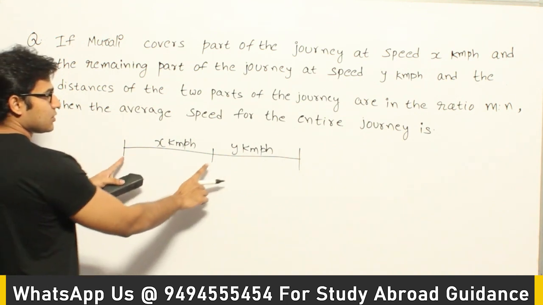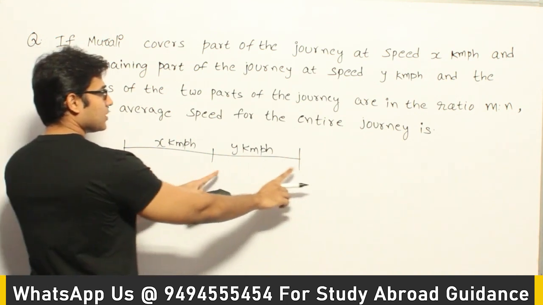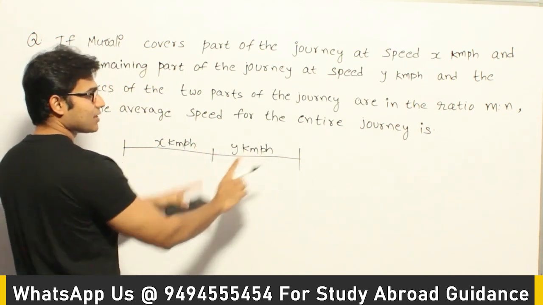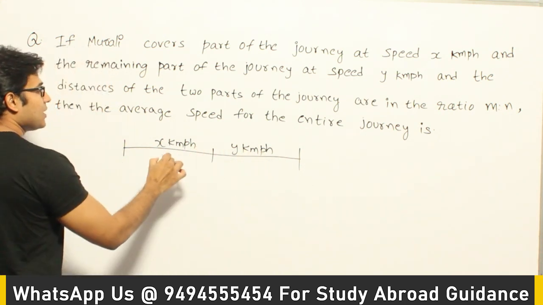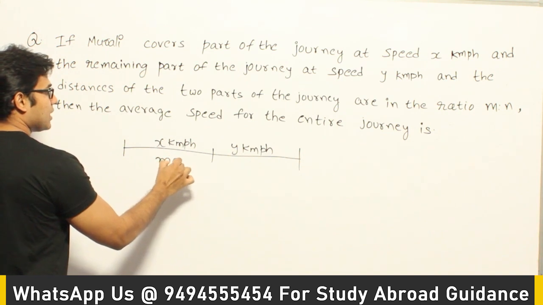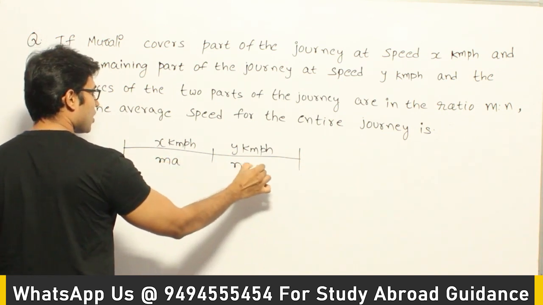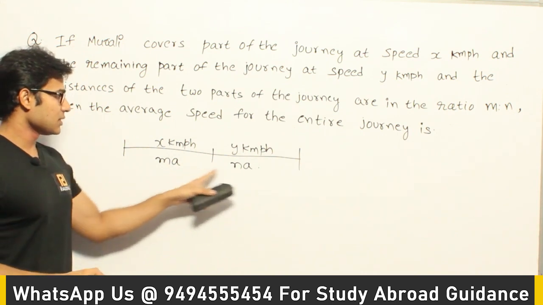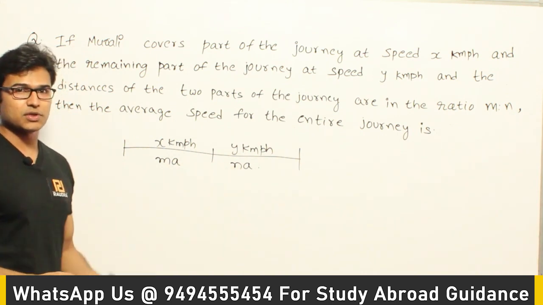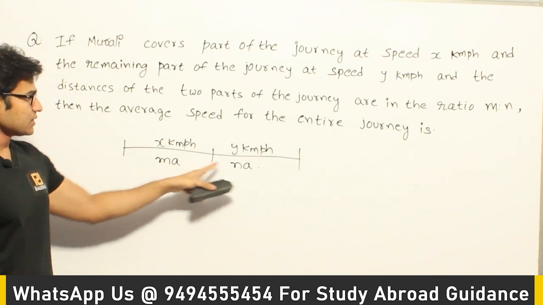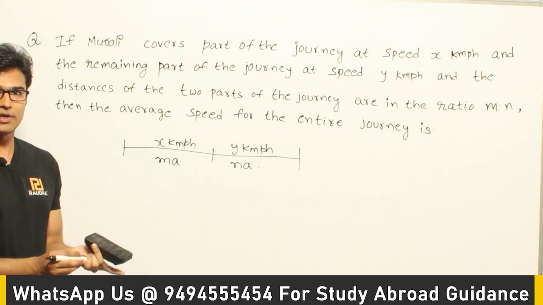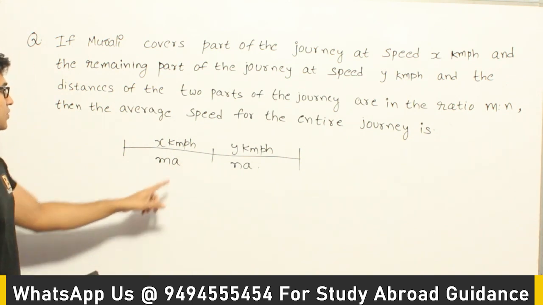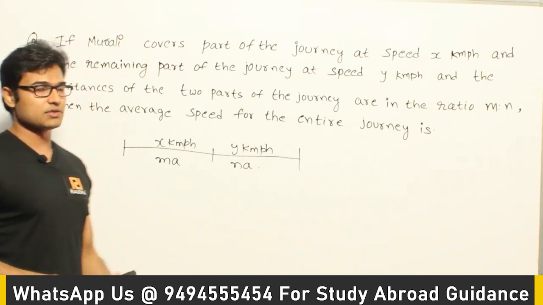So if you assume that this is the total distance and this is the distance which he is covering with x and y respectively, then you can assume that these distances are actually ma and na. They are clearly saying that the distances are in the ratio of m is to n. Now if you find out the ratio, it will still be m is to n. Got it? So that is why I'm assuming that there is a constant and I'm doing it this way.